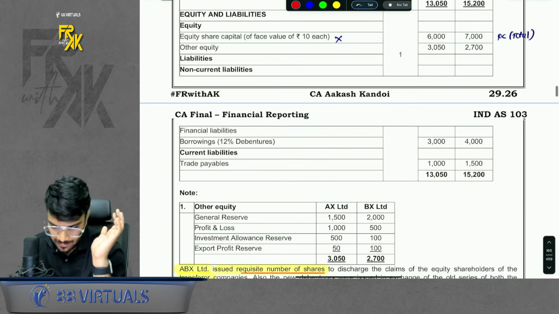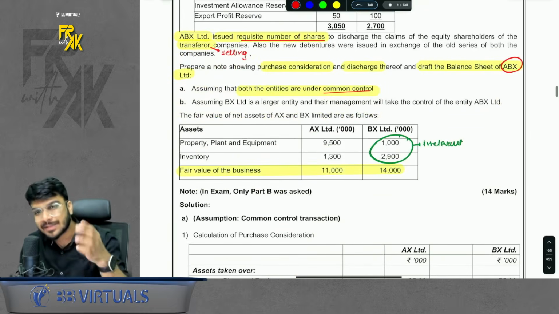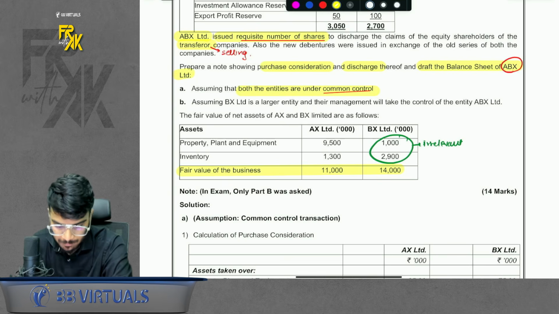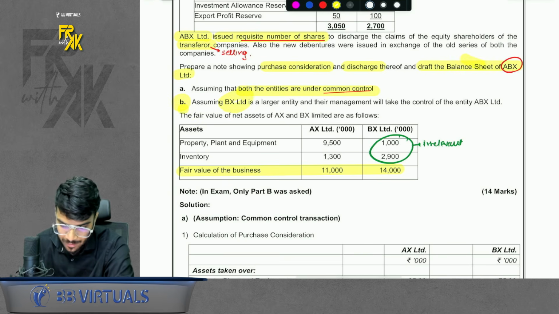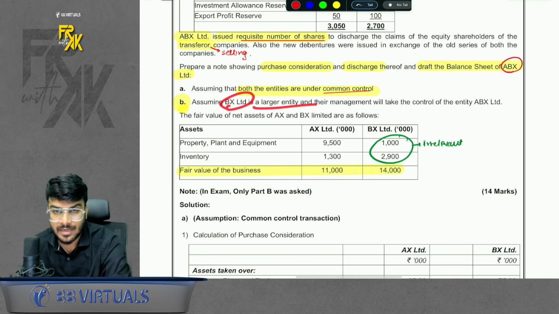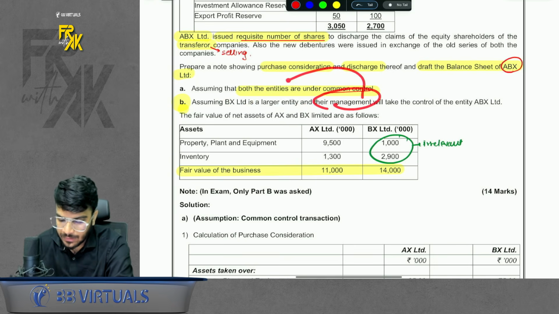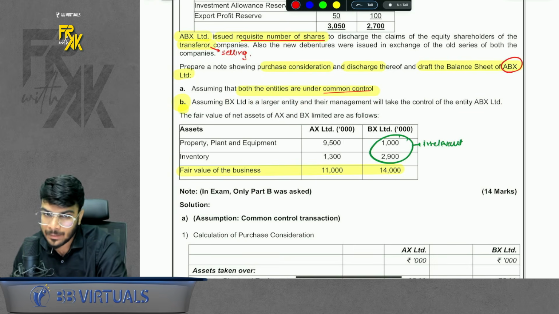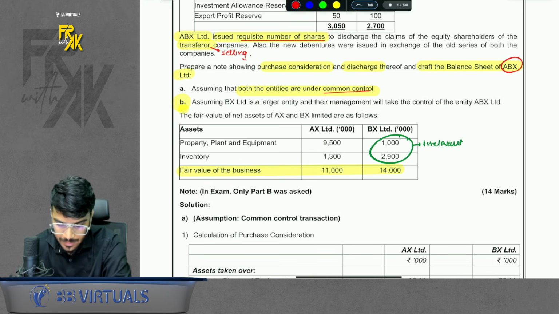That's it. Very simple. Now comes the important part of this question, part number B. It says in part B, now forget part A. When you are solving part B, forget about part A. It says assuming BX is a larger entity and their management will take control over the entity ABX. Now what is the meaning of this? It says assume that BX is a larger entity. That means BX was your acquiree, right?